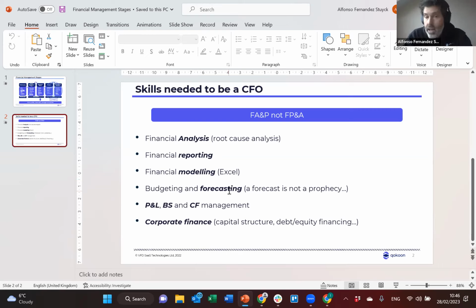Modeling, budgeting, and forecasting, which comes from modeling. I always say forecast is not a prophecy. I see lots of companies analyzing versus budget. This company in Houston, 3 years down the line, we were already miles away from budget, and they were still asking, why are you missing budget? So I said, look, let's just focus on two things. Let's analyze versus last year, because that tells us the reality. And also let's do the variance analysis versus budget.